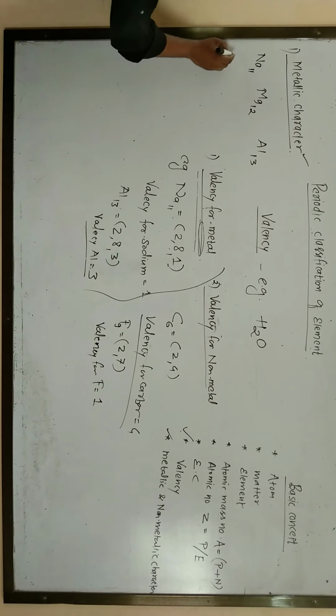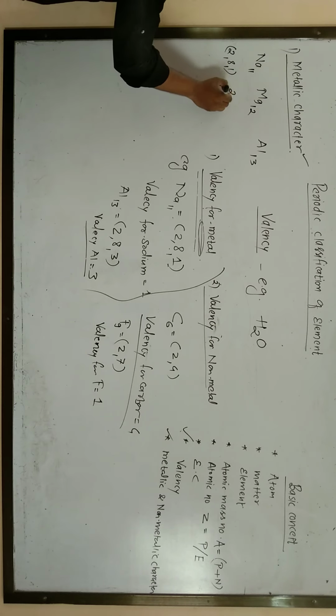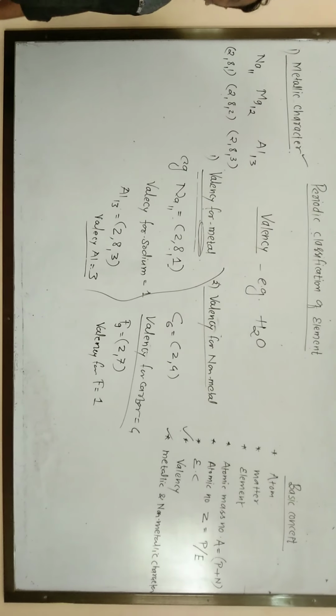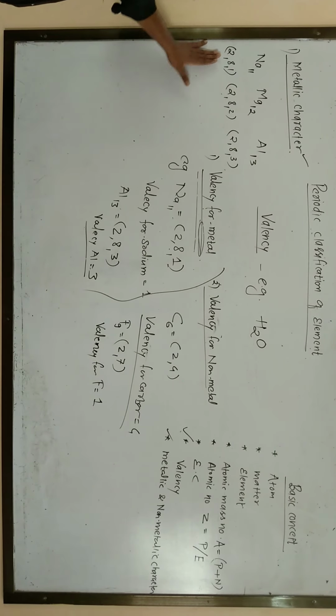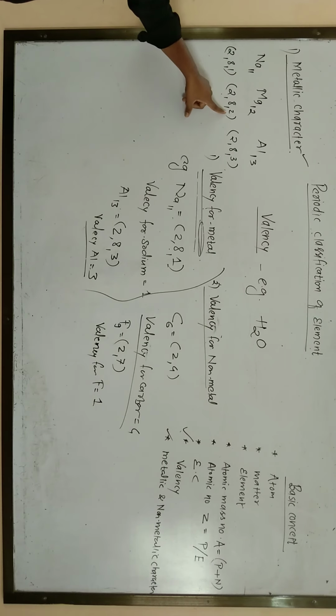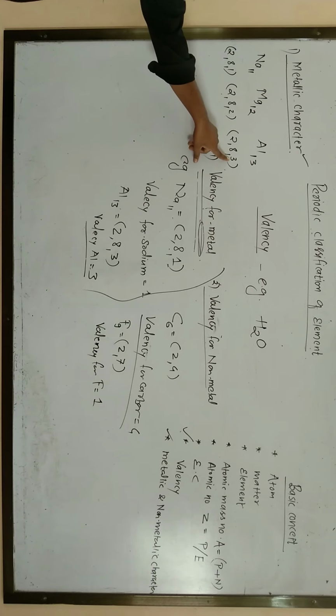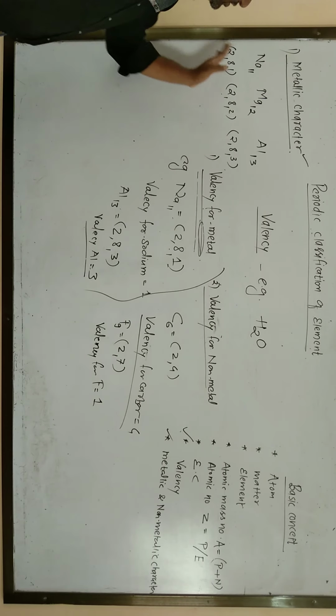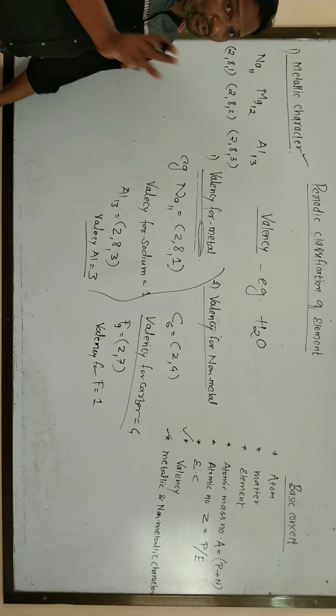Okay, so its electronic configuration is 2, 8, 1, 2, 8, 2 and 2, 8, 3. So there is one electron in the last orbit of sodium, two electrons in the last orbit of magnesium, and three in the aluminium. Okay, so now tell me which one is more electropositive among these three metals, among these only three.